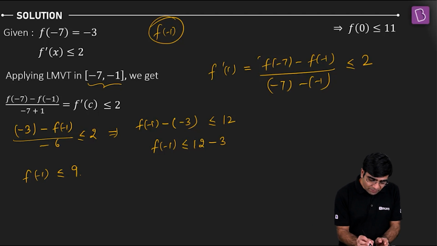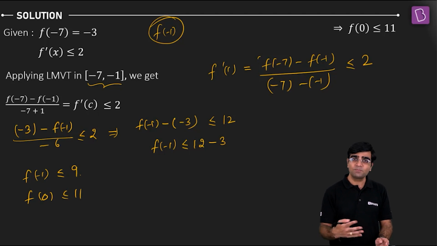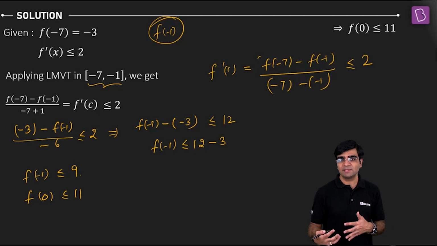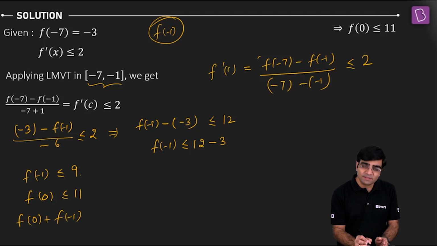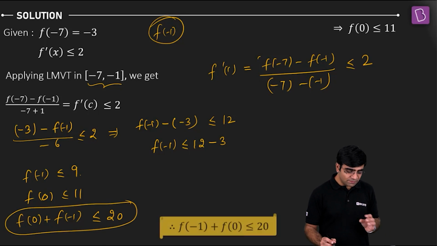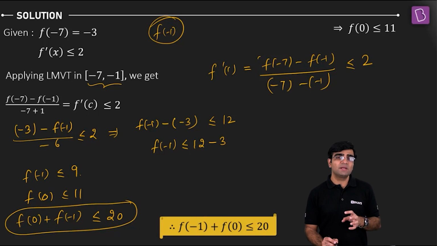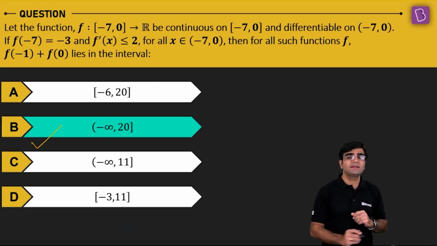Okay. So f of minus 1 less than or equal to 9 and f of 0 less than or equal to 11. If I add the LHS and the RHS, lower with the lower side, larger with the larger side, it's not going to affect the inequality. So adding the LHS, we get f of 0 plus f of minus 1. RHS will give me 20. So the sum of f of 0 plus f of minus 1 is less than or equal to 20. Hence, option B will be the correct answer.